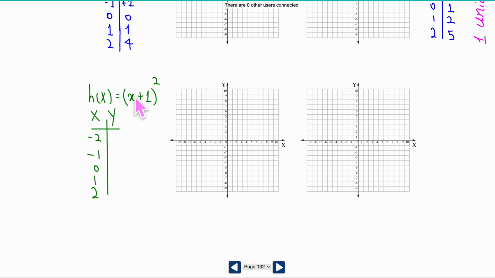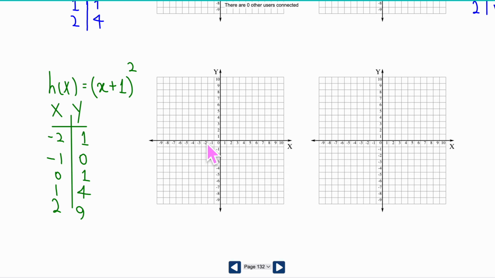For -2, if plotted here, we know that we have to do the parentheses first. -2 plus 1 gives us -1, and then we would square that. -1 squared is just 1. -1 plus 1 is 0, and 0 squared is still 0. 0 plus 1 is 1, 1 squared is 1. 1 plus 1 is 2, 2 squared is 4. 2 plus 1 is 3, and 3 squared is 9.